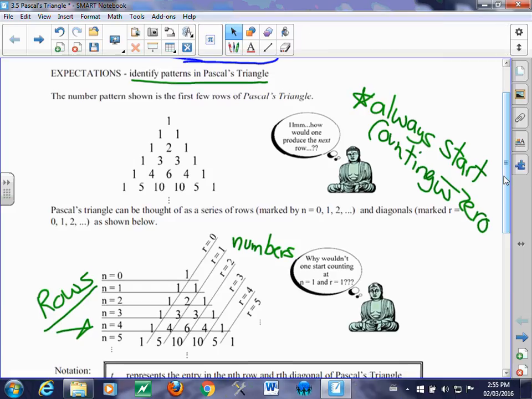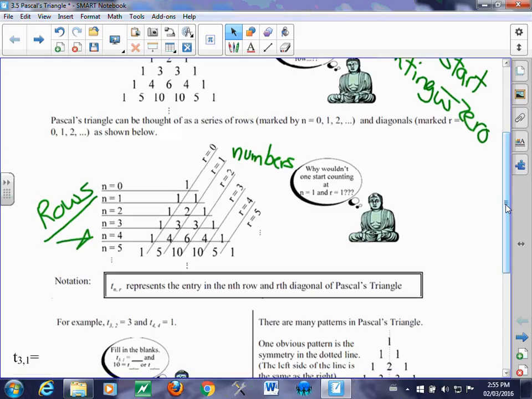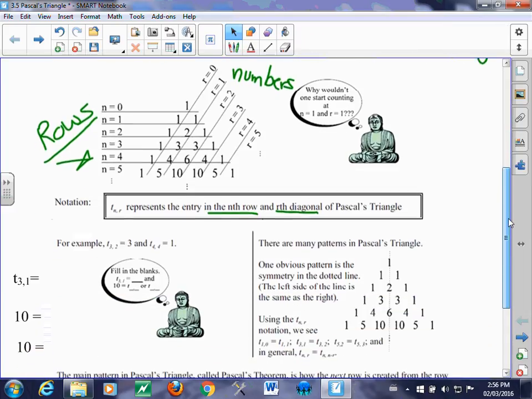All right. Okay, so ladies and gentlemen, when you take a look at the notation for Pascal's triangle, the term is listed with T, then n, comma, r, which means the row number and then the number notation. So it's for the nth row and for the rth diagonal of Pascal's triangle. Okay, so let's take a look at doing this, folks.